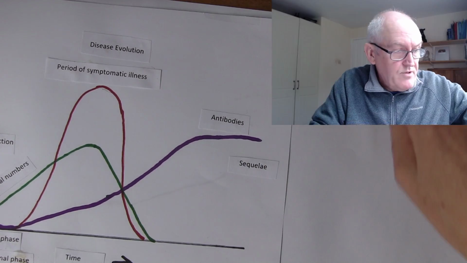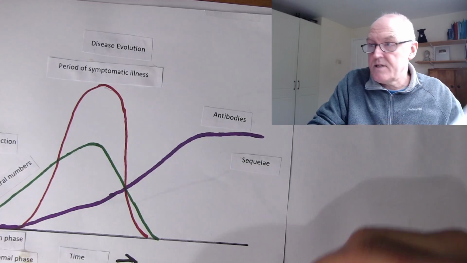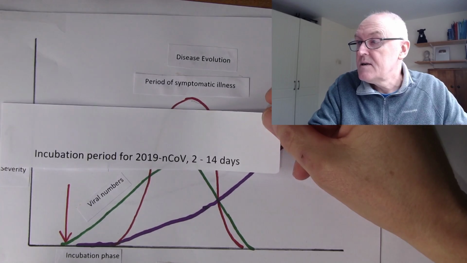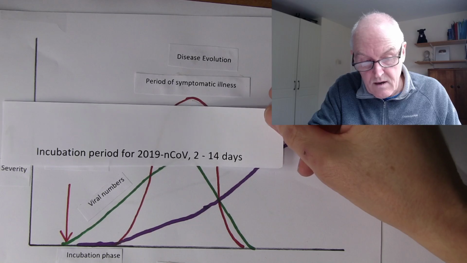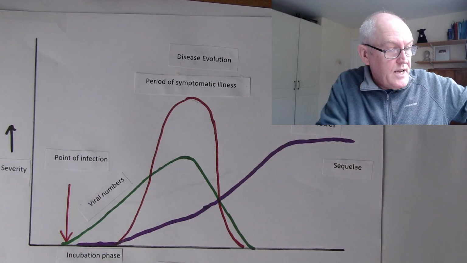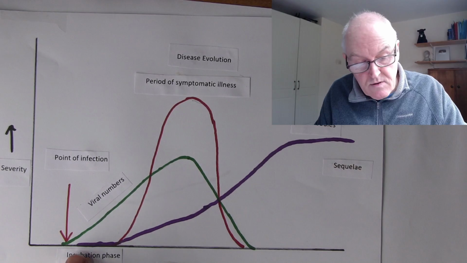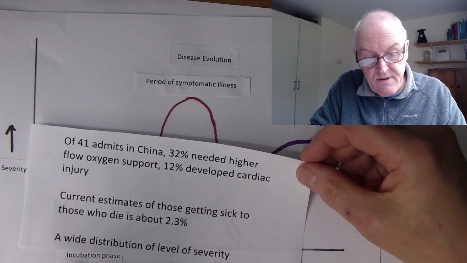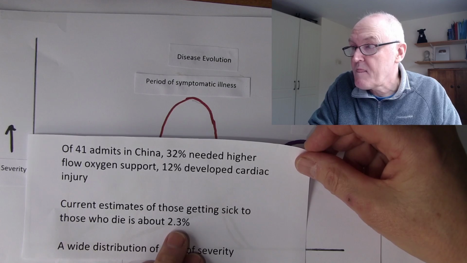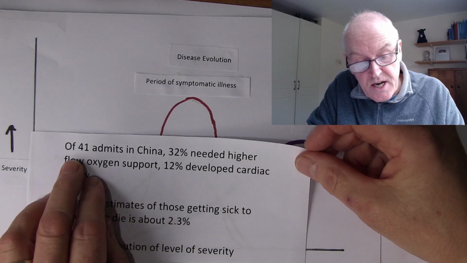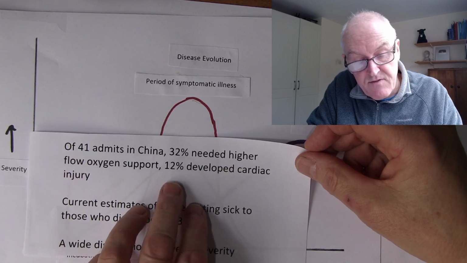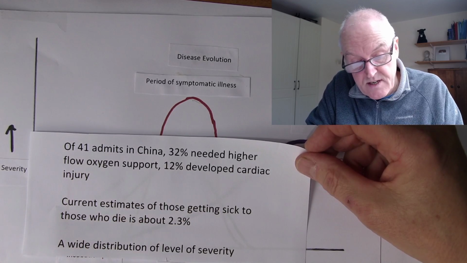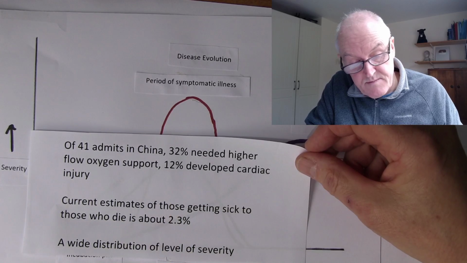So the incubation period for this coronavirus, we think, is 2 to 14 days, quite long. We're not certain yet, but we think it's transmissible during the incubation phase. We think the death rate is around about 2%. The patients in China that were admitted to hospital, some of those needed high flow oxygen because this is a respiratory virus. It can adversely affect the functions of the lung, and as we said, 12% developed a cardiac injury.